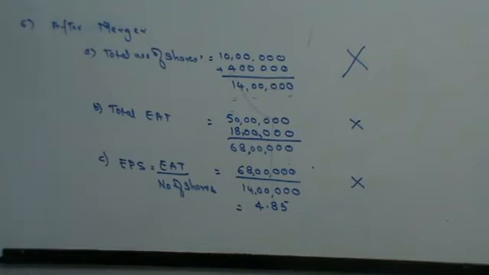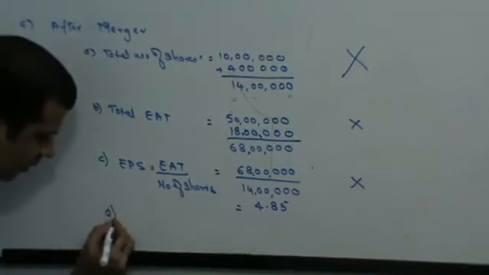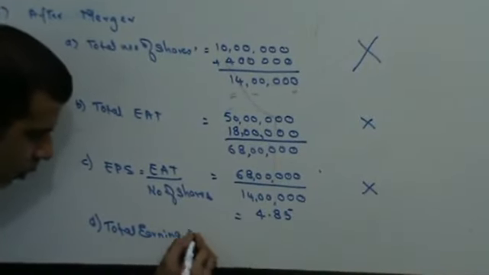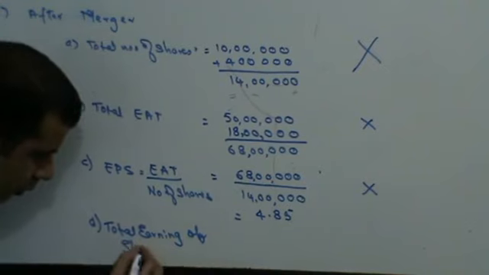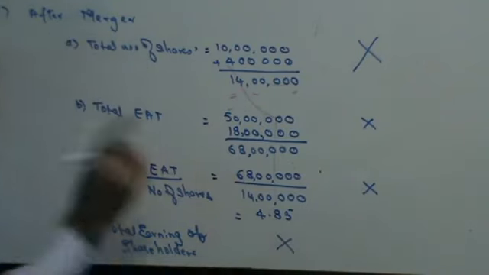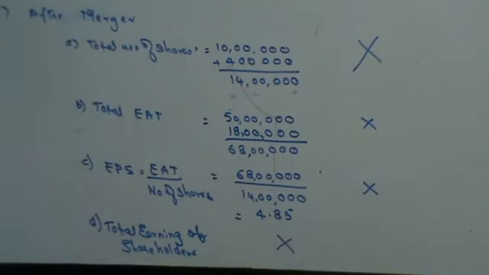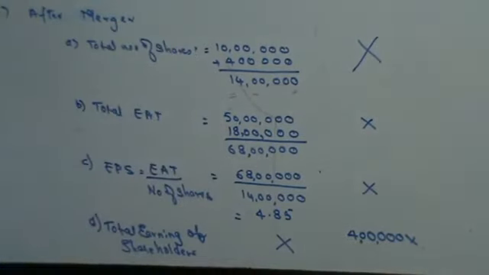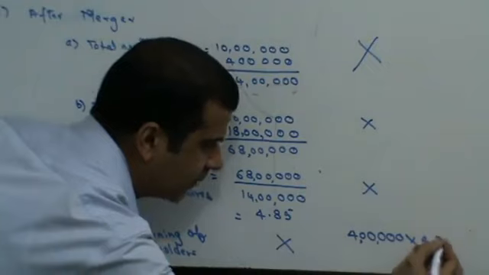In that case, what will be the total earnings available to the shareholders of Alpha after merger? Total earnings of shareholders. Right? They were already getting some earning. We want to find out that these shareholders of Alpha, what is the earning that they are going to get? They are getting 4 lakh shares from Omega. So 4 lakhs. And the earning per share is 4 rupees 85 paisa.